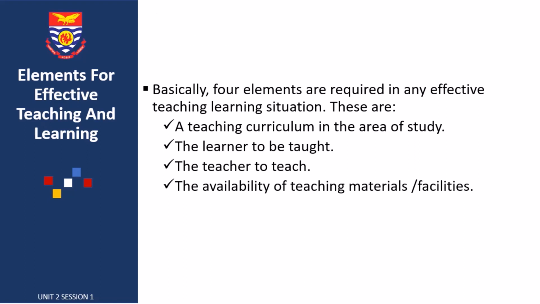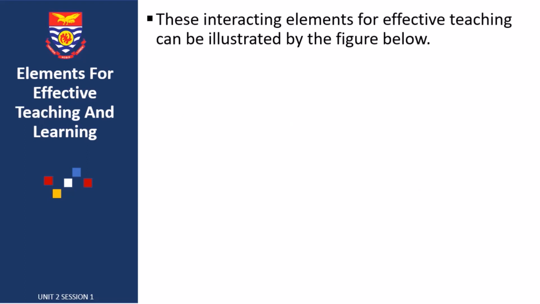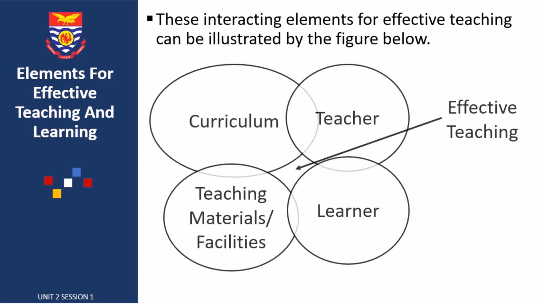Now, let's look at how these elements mentioned interact to produce effective teaching and learning. And looking at the diagram below, you realize we have the curriculum. So over here, the physics curriculum. We have the physics teacher. We have the learners or the students. And we also have the teaching learning materials. Now, this more or less resembles something like a Venn diagram.